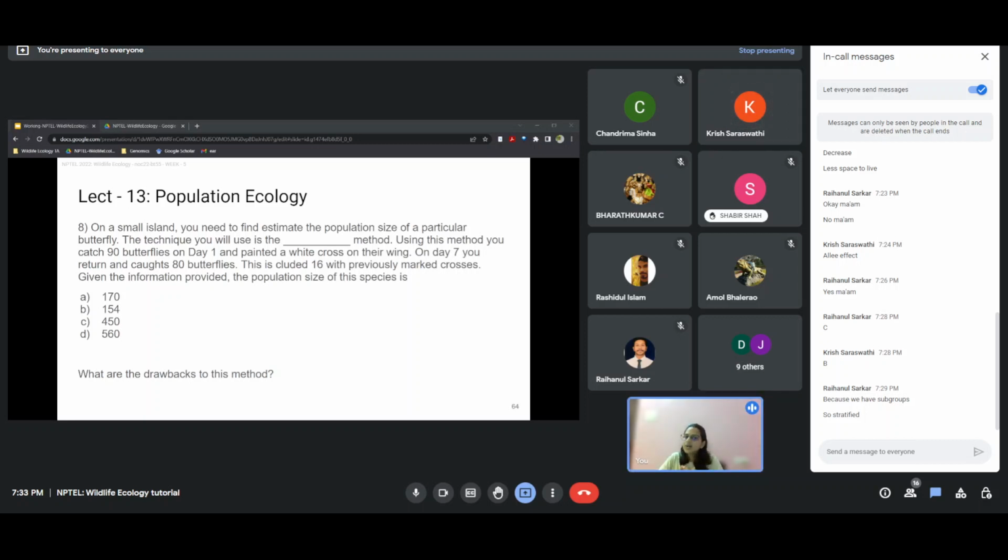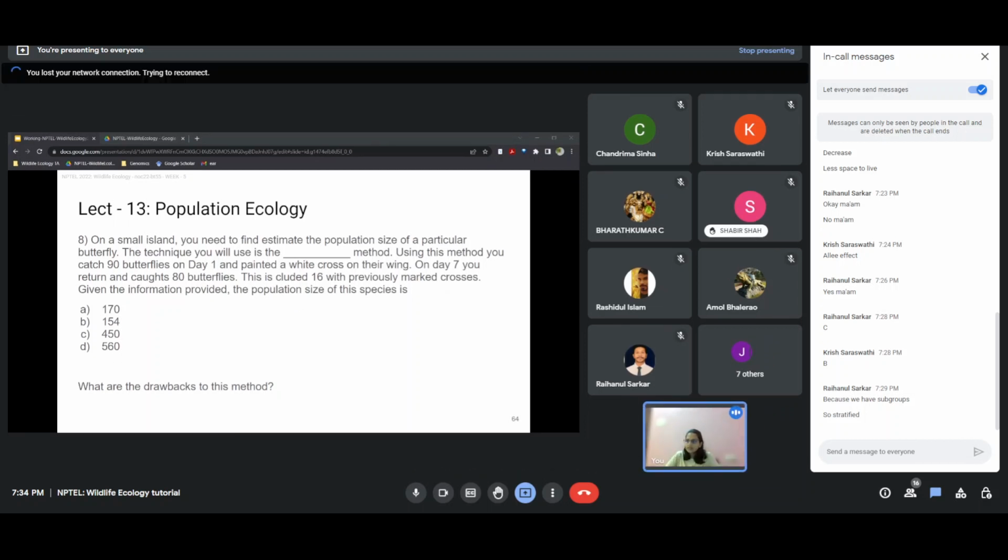Yes, that is correct. It is the mark and recapture method. On day one you go with a butterfly net, catch around 90 butterflies, and paint a white cross on all 90 of them. Then you sample after 7 days. On day seven, you take your butterfly net and catch 80 butterflies. Now there's a typo here. Of the 80 butterflies you caught, 16 had white crosses marked on them. So given the information provided, could you all calculate the population size of this species?